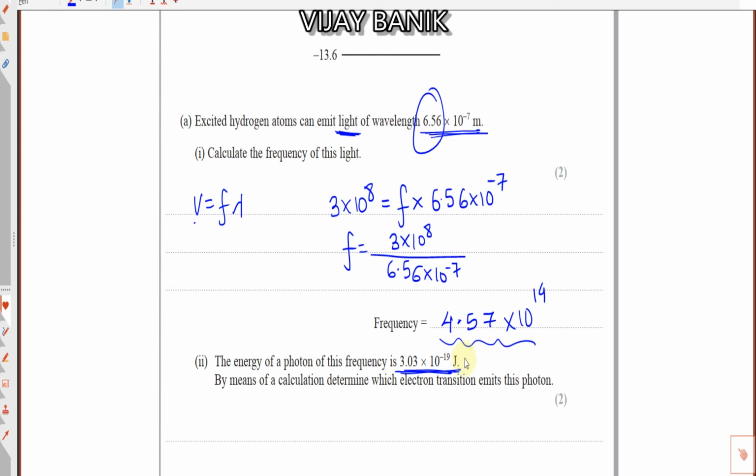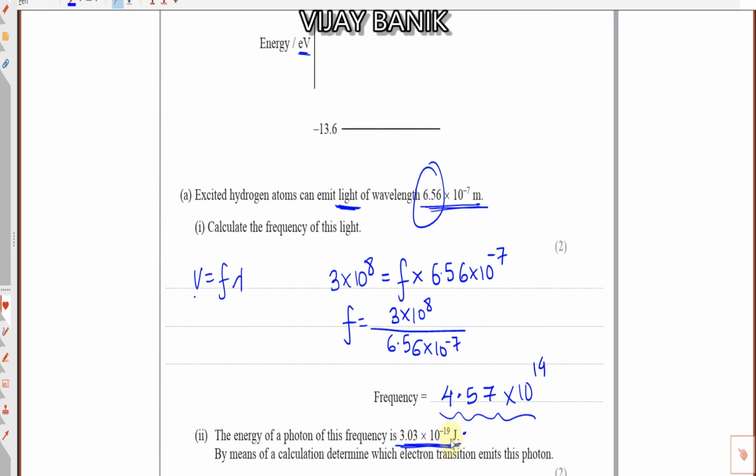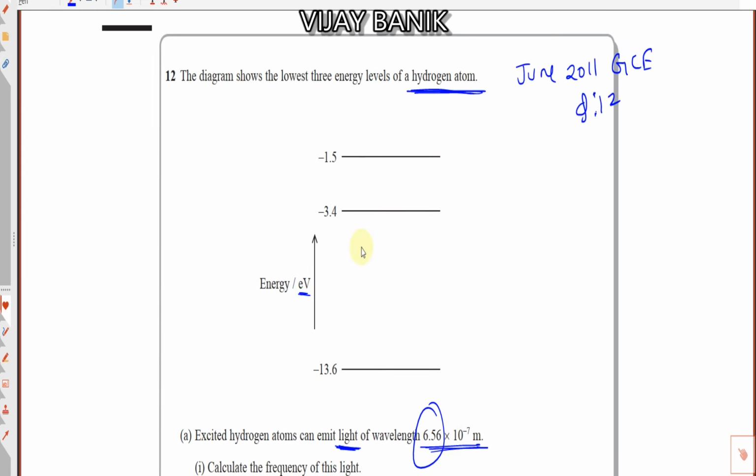So this is given in joules. They are asking you, out of this, from where to where is this emission taking place. They said emission, so can it be from this energy level to this energy level, or this energy level to this? Where is it happening? We need to find that.